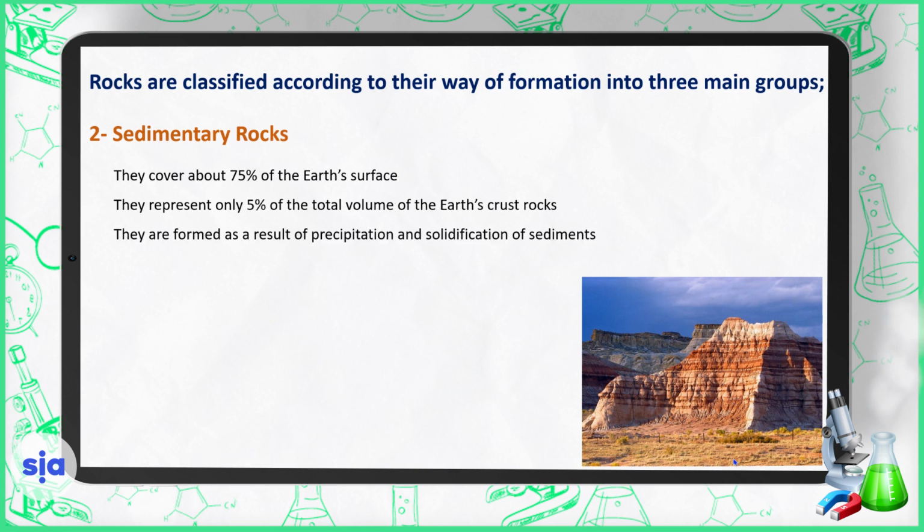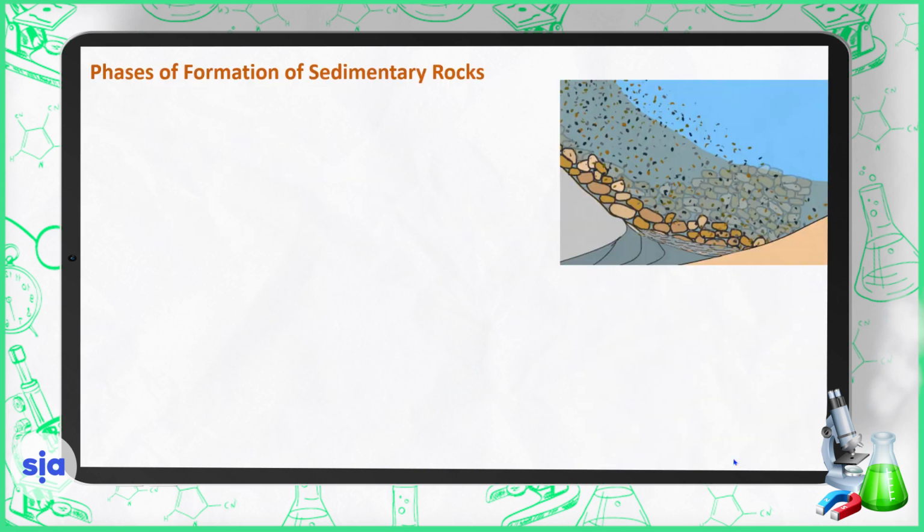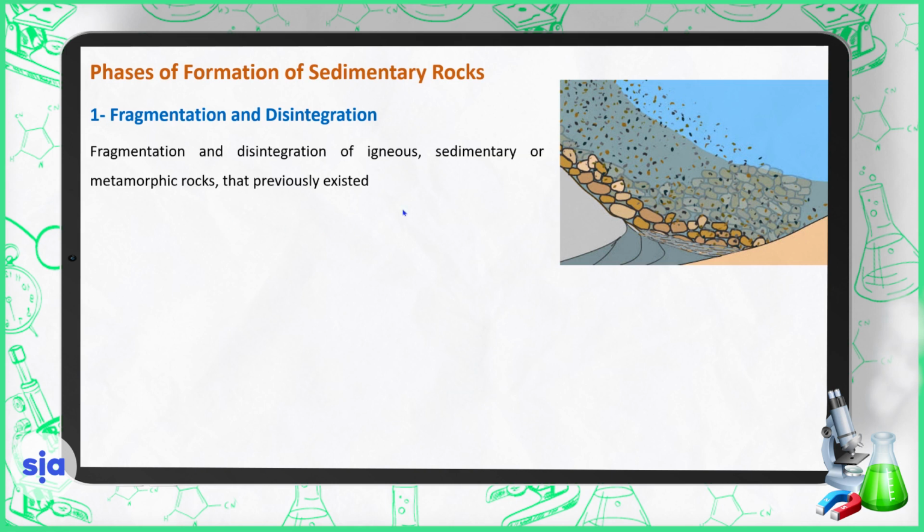They are formed as a result of precipitation and solidification of sediments. Phases of formation of sedimentary rocks. The first phase is the fragmentation and disintegration. As you can see here, these rocks are fragmented into small particles. It's the breakage of igneous, sedimentary, or metamorphic rocks that previously existed. These types of rocks are broken down.